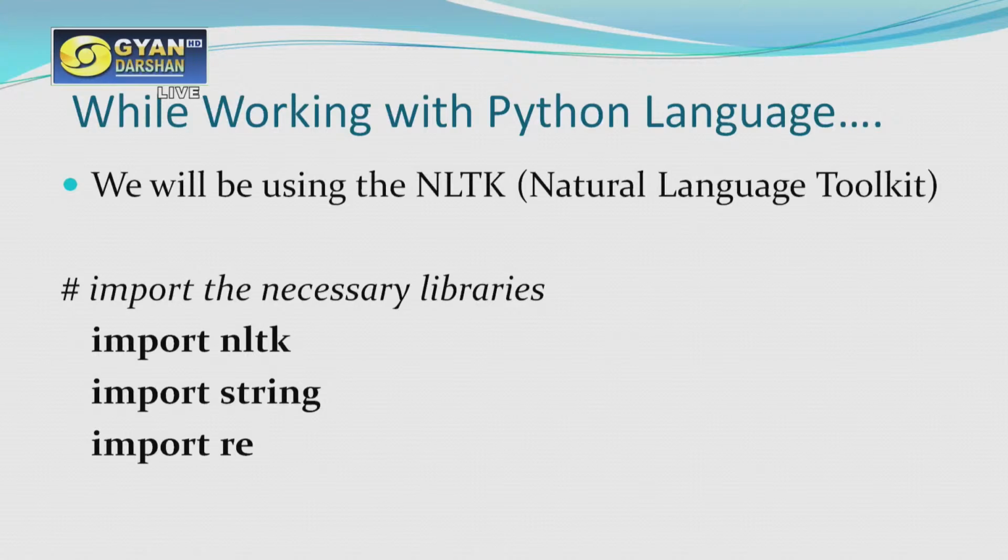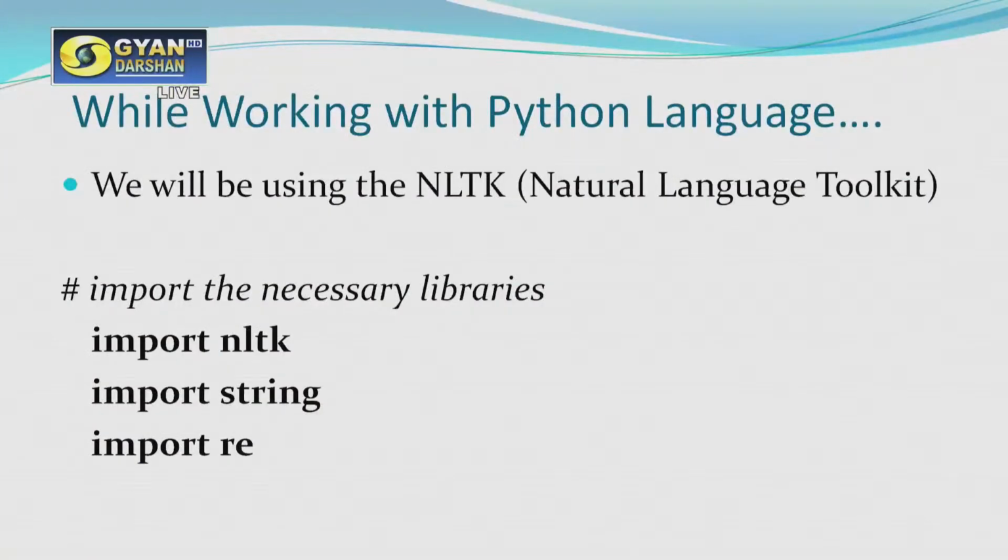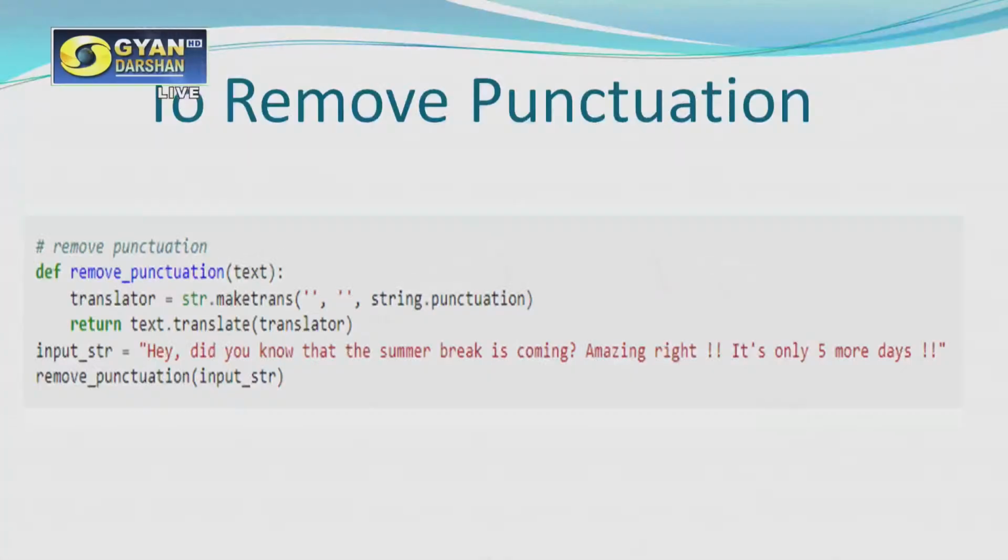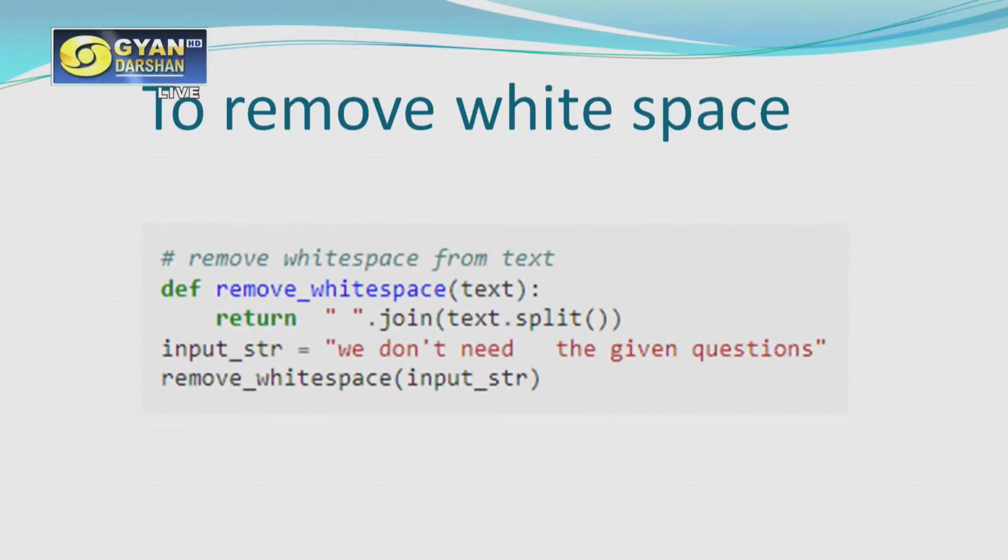While working with Python, there is one particular library called NLTK, the Natural Language Toolkit. You have to import certain libraries: one is NLTK, and here we are importing string, and then we are importing the regular expression module also. When doing text pre-processing and other such things, Python is the best language, wherein one can use the NLTK library and the associated components, and you can do it within 4 to 5 lines. This is a simple program to remove punctuation, or to remove white space, that we have to write using Python.